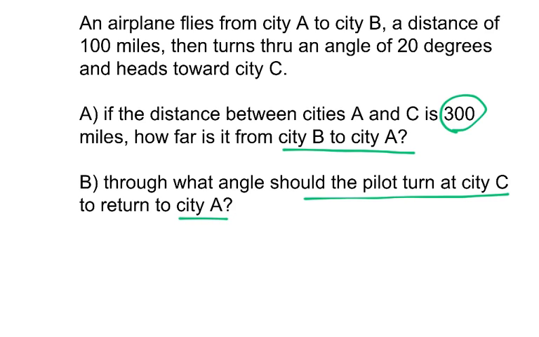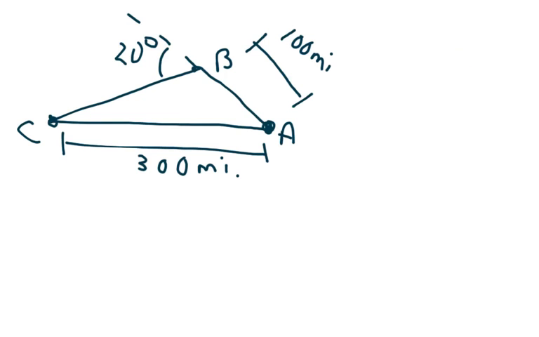Okay, so I drew a picture. Your picture might be different than mine, but again you need to read through this problem and make sure you get what they're asking. Here's my picture. They said that from A to C, which is this part, is 300 miles, and A to B is 100 miles, and they gave us that it turns through an angle of 20 degrees. So this is where the airplane turned.